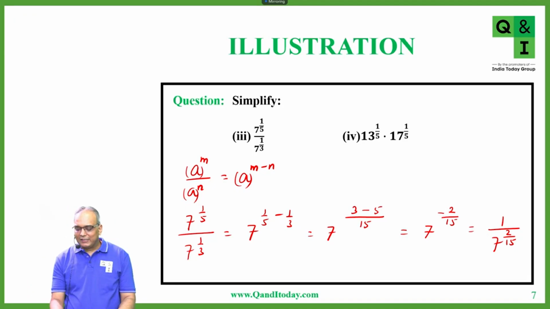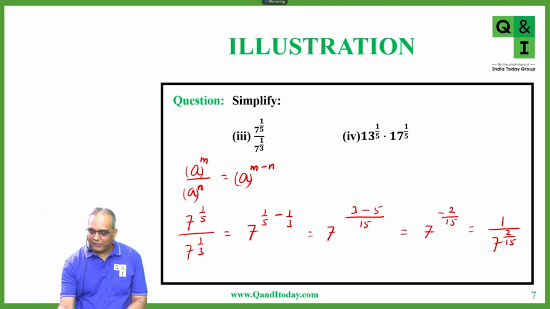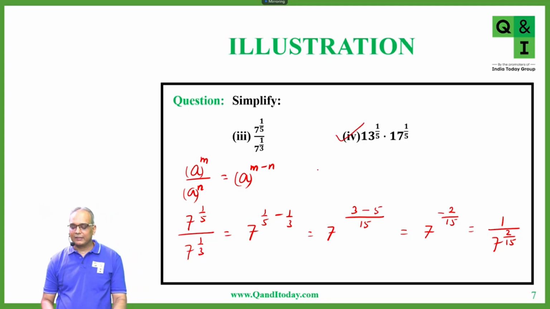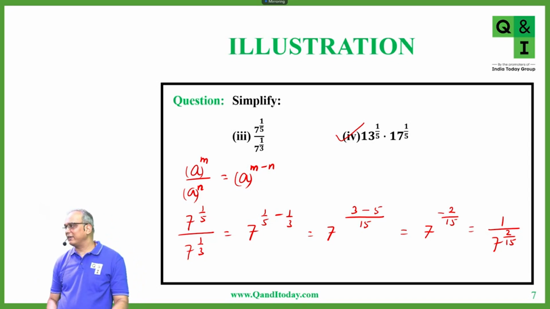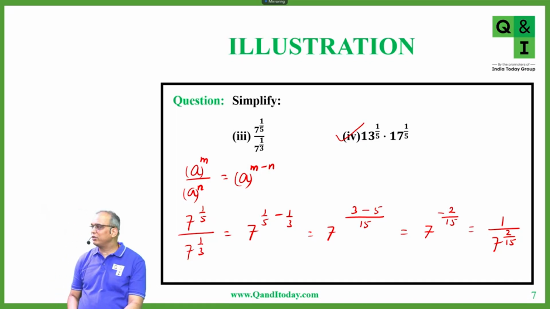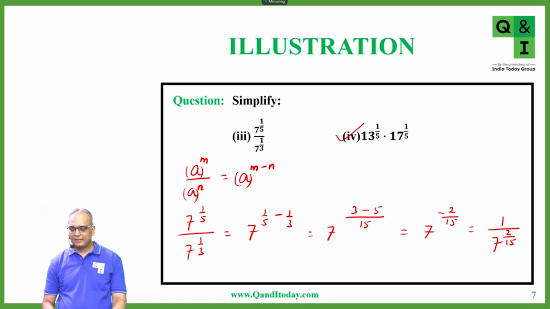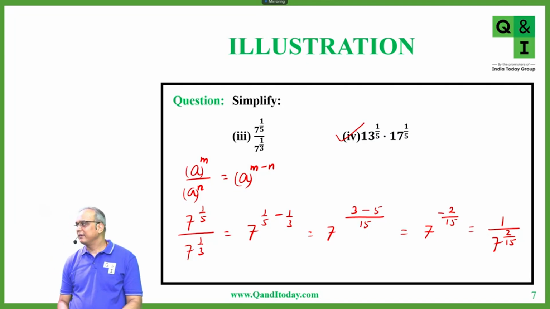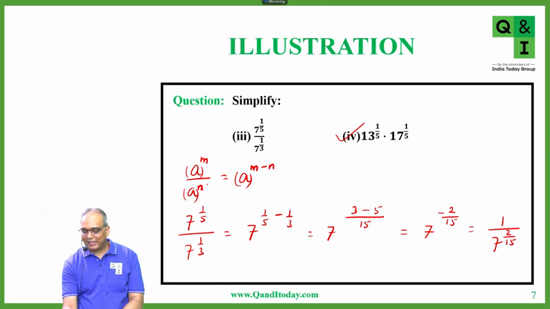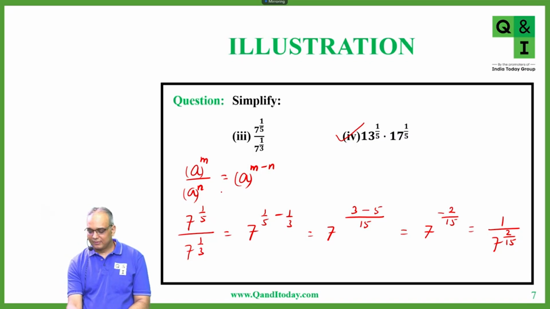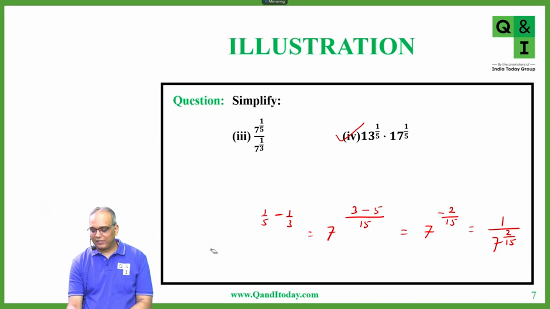So if you have done this, can you tell me what formula are we going to use for the fourth question? 13 raised to the power 1 by 5 into 17 raised to the power 1 by 5. Here the bases are different and the powers are same. Which formula do we use here? So if you have written this, can I rub this? In the fourth question, which formula are we going to use? Can someone tell me?